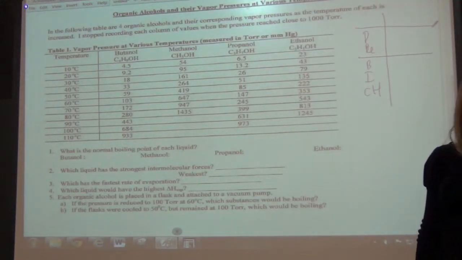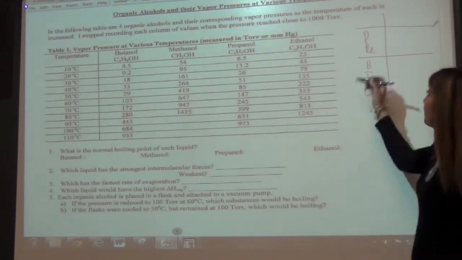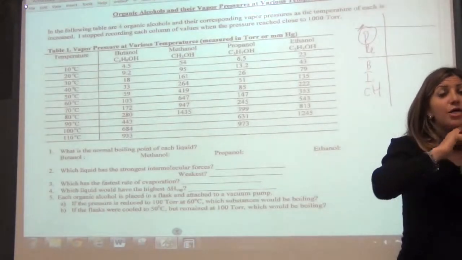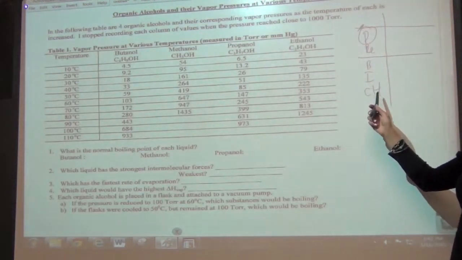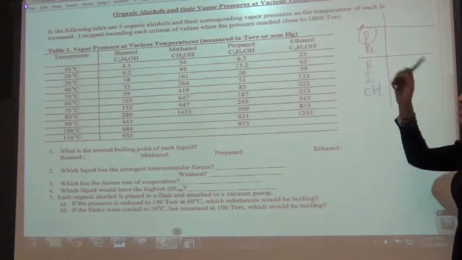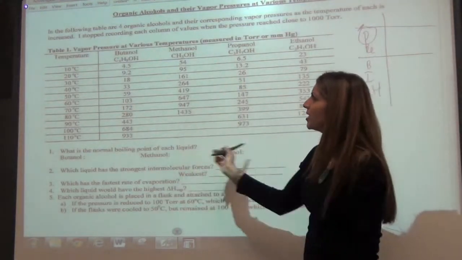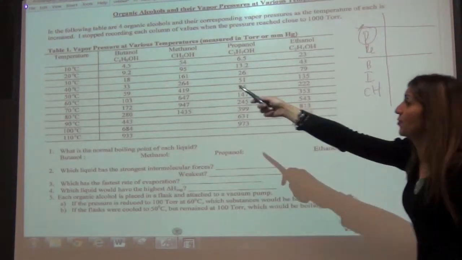Wrong. I'm not given delta H vap. What am I given? P. I'm given vapor pressure. So be careful with mixing that up. That's delta H vap. That's vapor pressure, P. So you're being given the vapor pressures in this chart. It says it right at the top there.